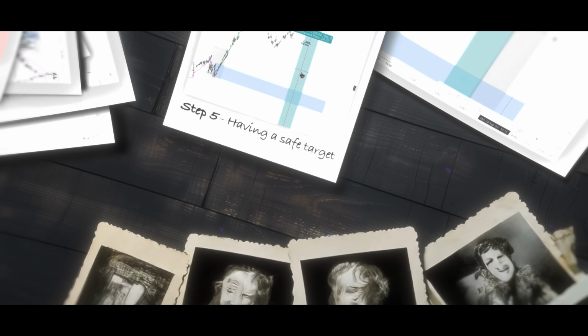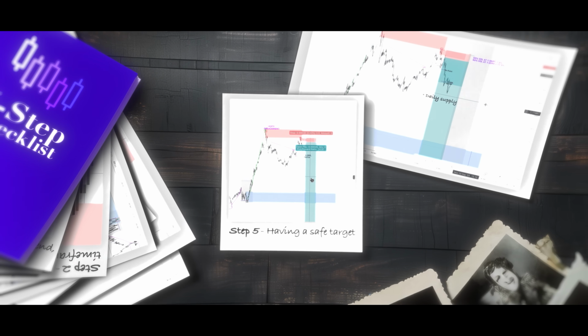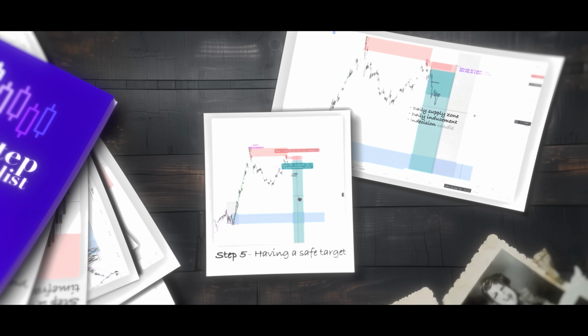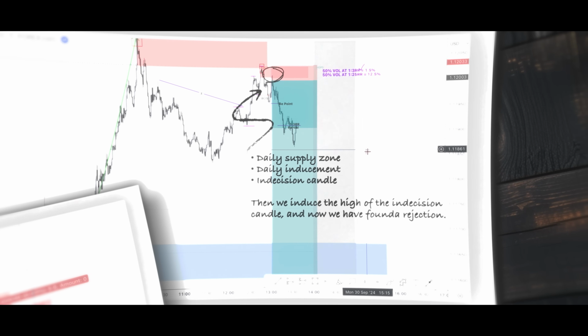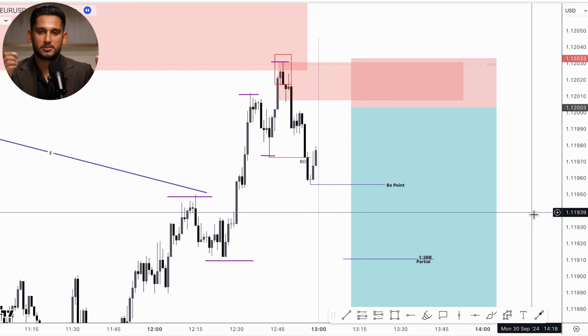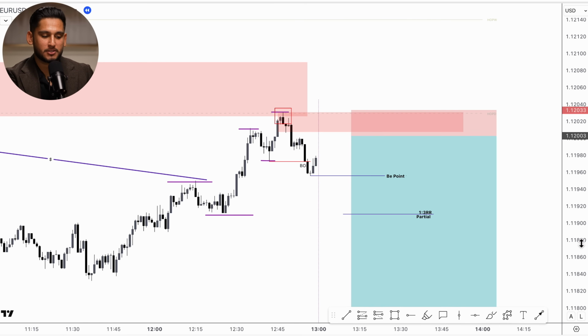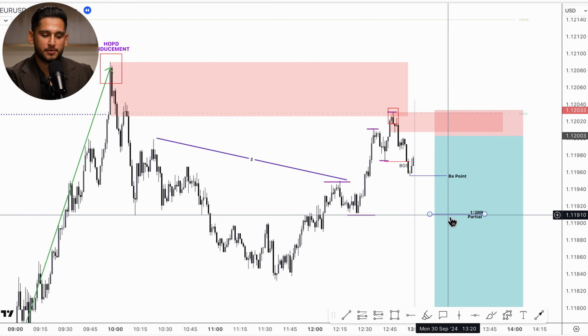So now that we've figured out the entry and exactly how we're going to execute on this trade, step number 5, the last step, is having a target, which is basically what we just mentioned. Now that we found the daily supply zone with the daily inducement, then an indecision candle. After that indecision candle, we induce the high of that indecision candle, and now we have found a rejection. So we've connected all the dots. The last dot is having targets, and the targets are simply going to be your 1 to 3 risk reward.